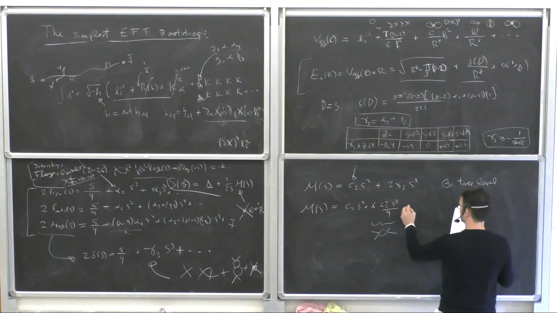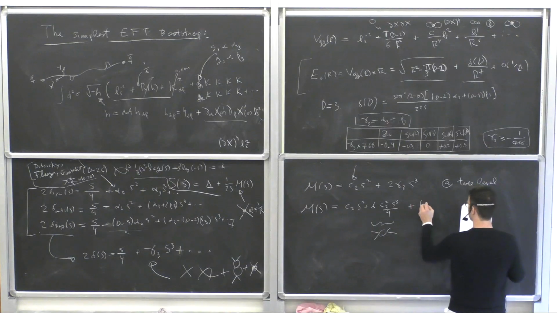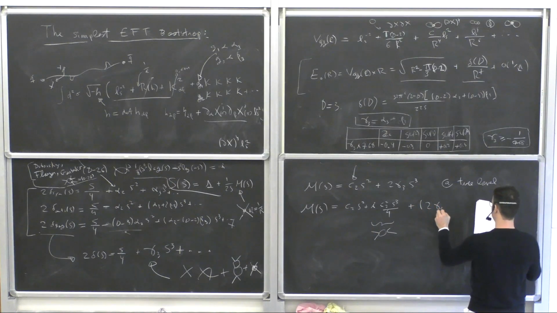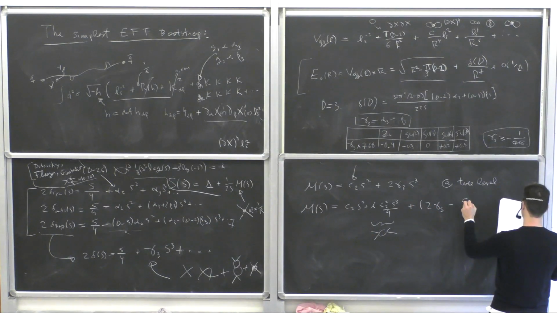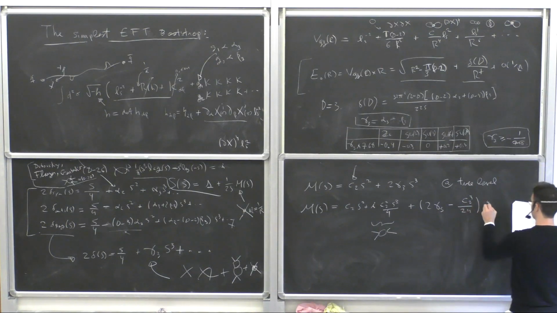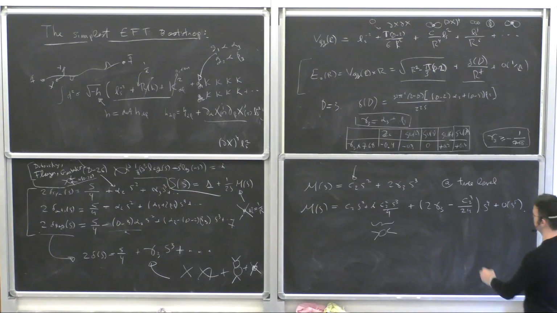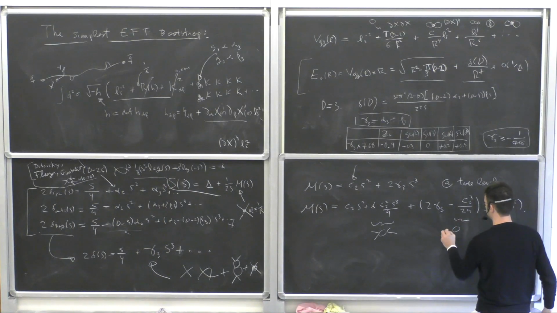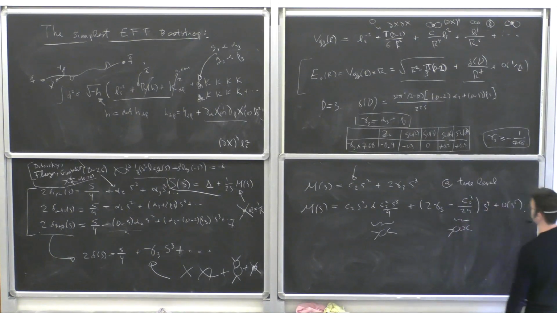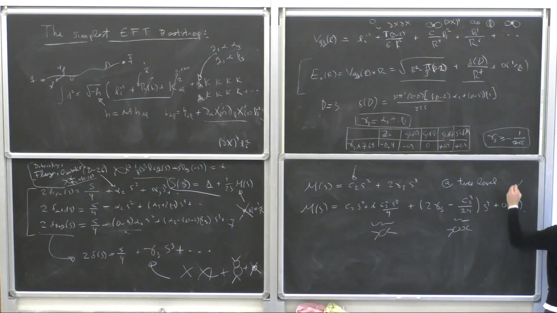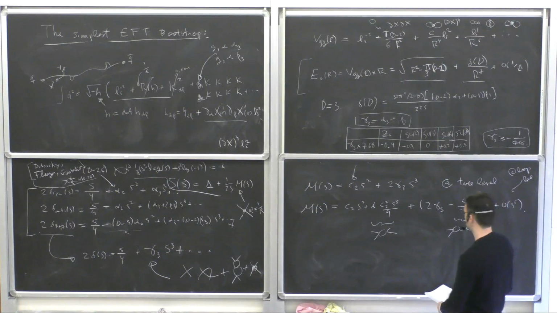And then we have the two loop correction, plus the 3 level from the higher dimension operator, which is C2 cubed over 24 S^4 plus order S^5, okay? So this is the calculation, if you wish, the exact one, okay?